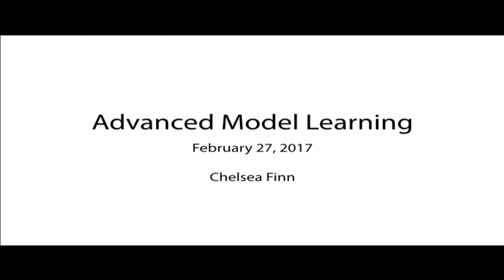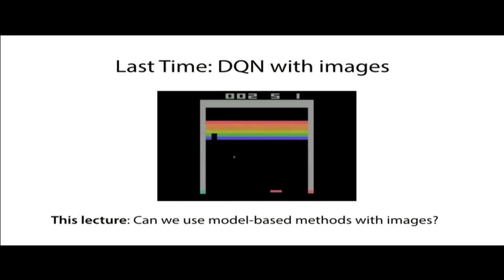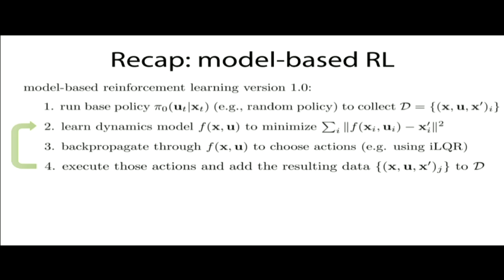So this lecture we'll be talking about advanced model learning, kind of going back to some of the stuff that we talked about a few weeks ago with model learning, but scaling it up and making it more advanced. Last time, John talked about DQN with images and how we can really scale these reinforcement learning methods to work with raw, high-dimensional inputs like images. And so this lecture we're going to be talking about, can we use model-based methods rather than model-free methods with images and really scale those up.